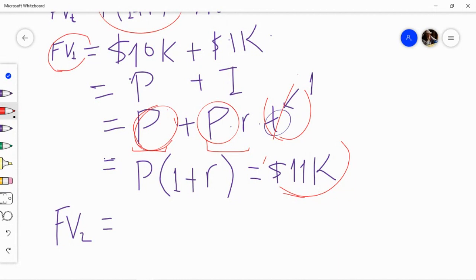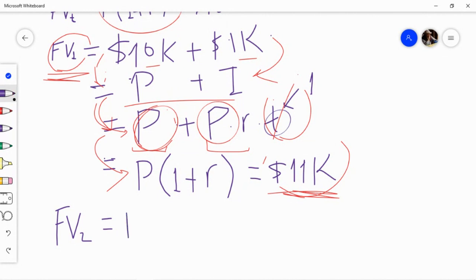Future value 1 is equal to this, which is equal to this, which is equal to this, which is equal to this. That's what the equal sign is telling you. Then what does that mean? Future value 1 is this. 11K is future value 1, and at the beginning of year 2, future value 1 is sitting there, just like the principal at the beginning of year 1. And so this future value 1 will be earning interest again.